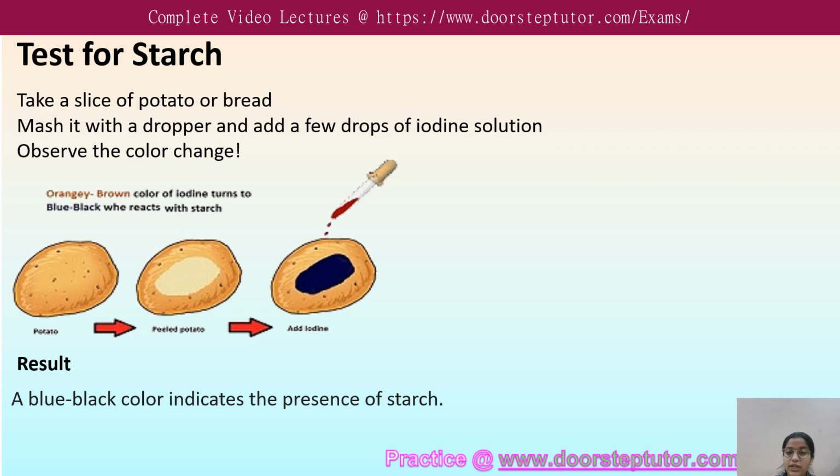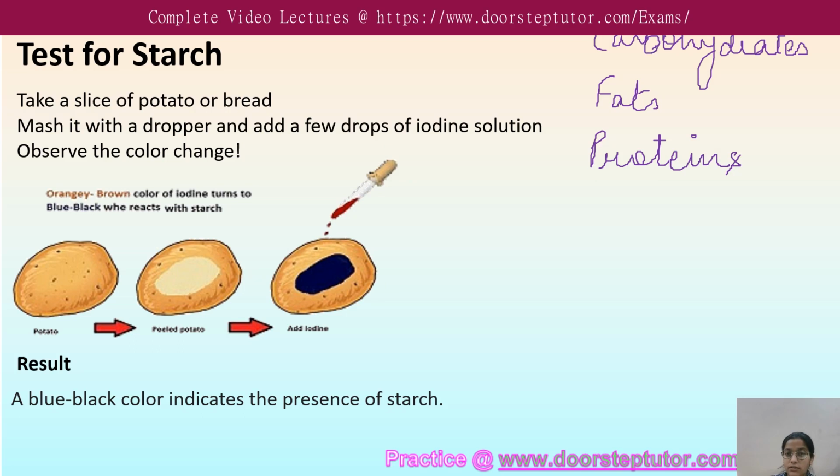So, we already know that there are different kinds of food components which include carbohydrates, fats, proteins, right? All these three kinds of food components are required by our body in major amount. Now, a major kind of carbohydrate which we consume day to day is starch, as learnt earlier, right?